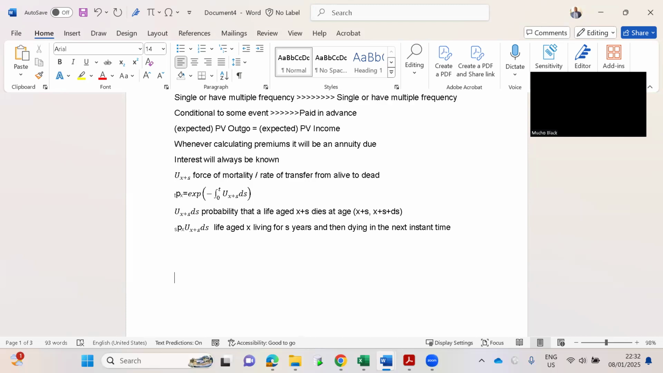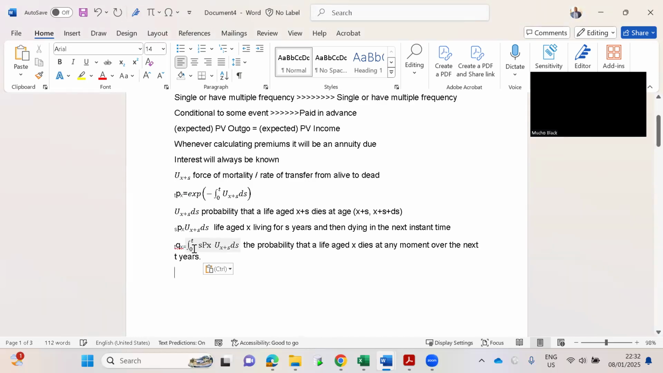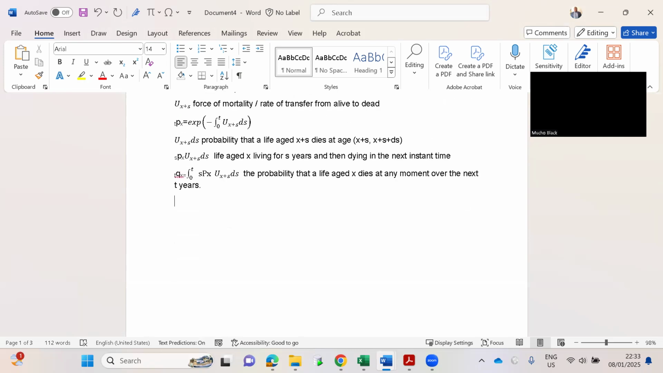The next important probability is just the opposite of TPX, which is TQX, right? TPX is the probability that the life will be alive after T years. TQX is the probability that the life dies at any point between now and T years. So the formal definition would be the probability that X dies at any moment over the next T years.